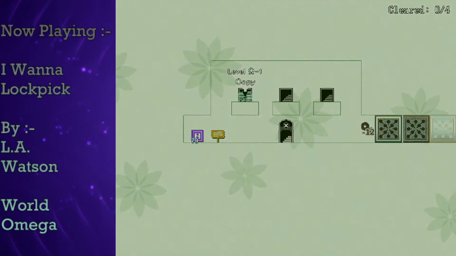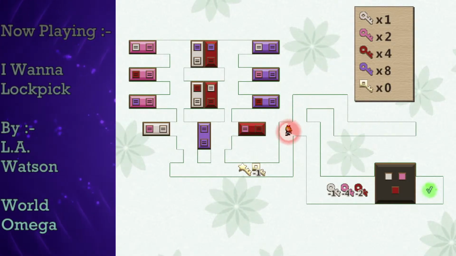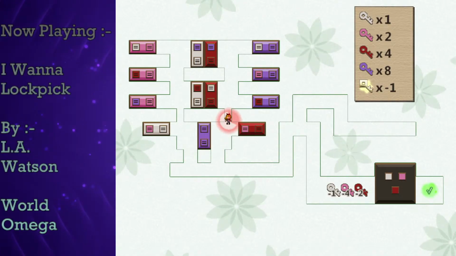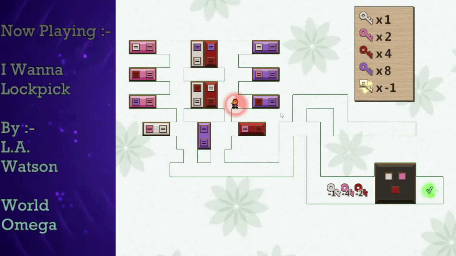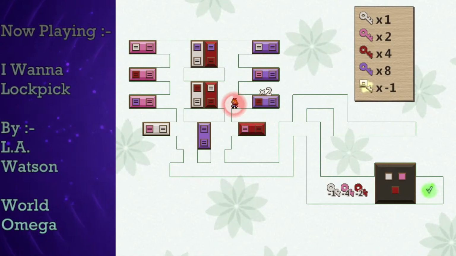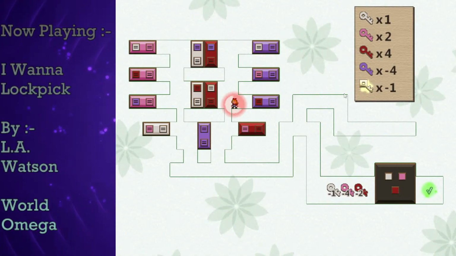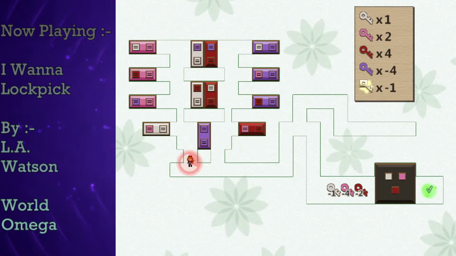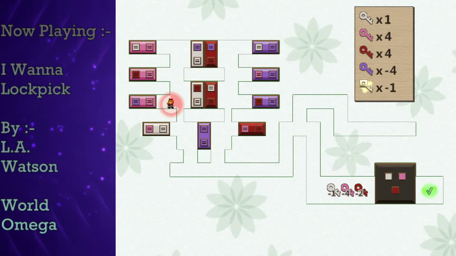Alright, so let's do this. We need to copy. Okay, so this will give us -4 purple, right? Then -4. This will give us 4. Oh yeah, we need. Oh yeah, yep. This gives us 4 pink.